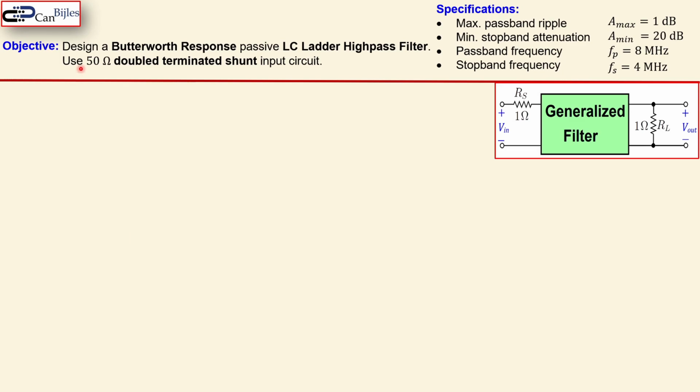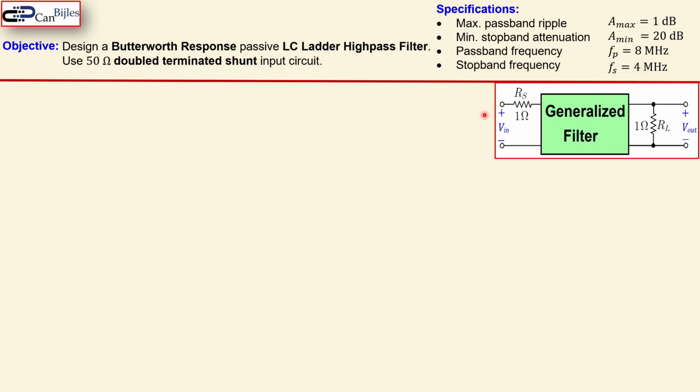We have the objective, as said, we need to design a Butterworth response filter. It must be passive, an LC ladder configuration of a high-pass type filter. And we need to use a 50 ohm double terminated shunt input circuit. The specifications are shown here. We need the maximum passband ripple of 1 dB, minimum stop band attenuation of 20 dB, and the passband frequency must be 8 MHz and the stop band frequency must be 4 MHz.